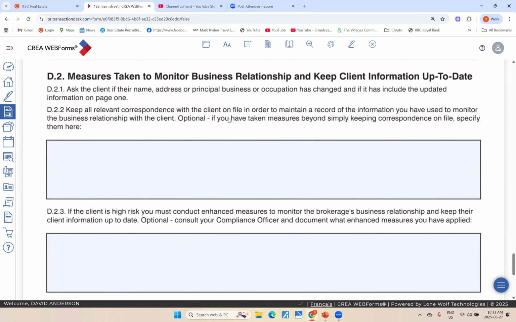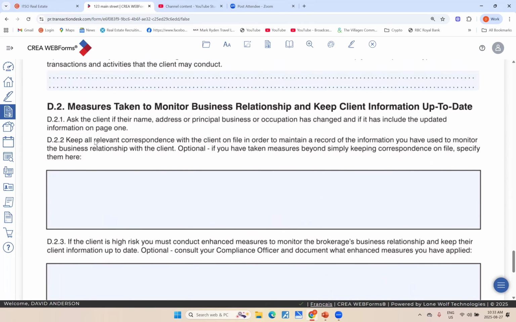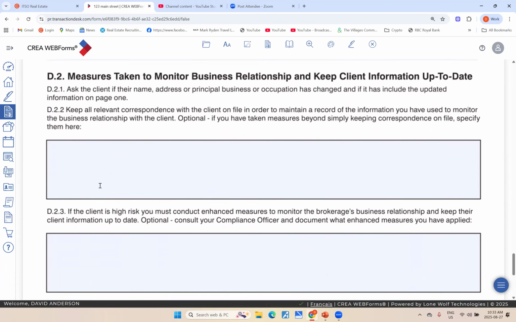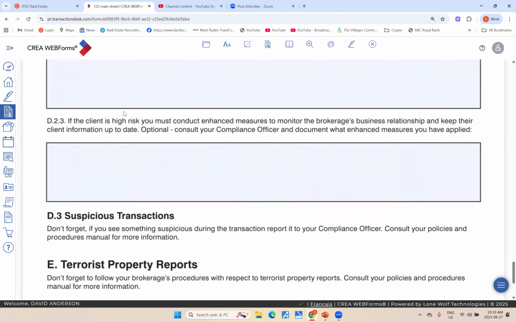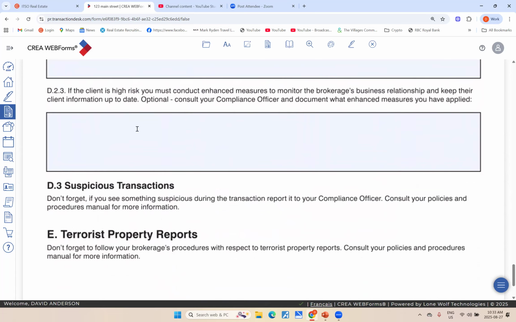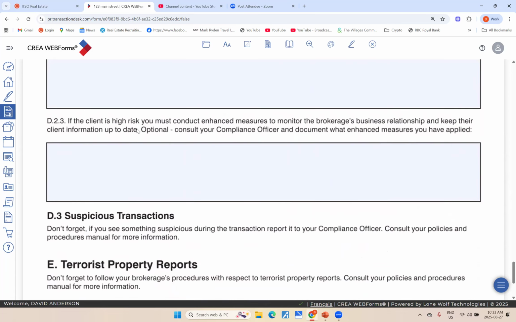So now as soon as you do a transaction with another client, they're in a business relationship. So basically, you just have to fill this out that says, yeah, I asked their name and address and their occupation. If they're high risk, you have to do enhanced measures. If there's high risk, again, I think that we need to have a chat. So talk with me about that. And then suspicious transactions. Don't forget, if you see something suspicious during the transaction, report it to me.